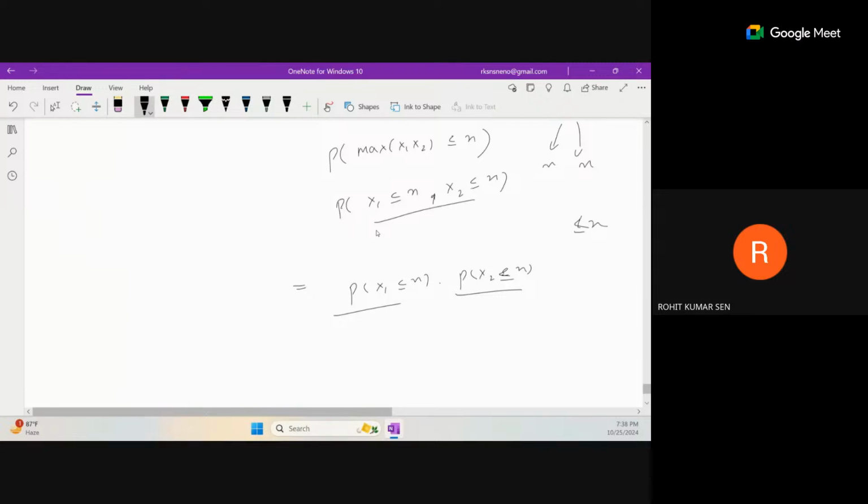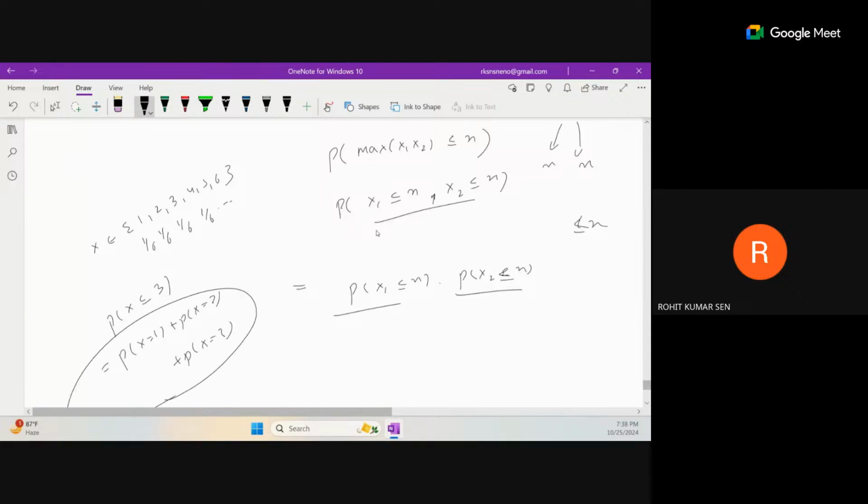And you see X1 and X2 follow the same distribution. You are rolling a die. X belongs to 1, 2, 3, 4, 5, 6, right? These are the possible values of X. What is the probability? 1 by 6 for each. So what is the probability that X1 is lesser than or equal to x? Let's say you are finding the probability of X lesser than or equal to 3. It means the probability of X equal to 1 plus probability of X equal to 2 plus probability of X equal to 3.